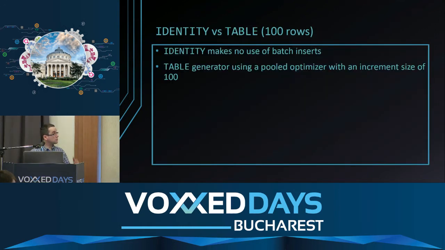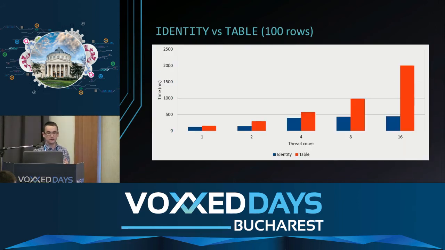So now what we want to do is see how they perform, identity versus table. That would be the case in MySQL, because in MySQL you don't have sequences, so you have to choose between those two. If you're inserting and comparing them, you will see something like this.